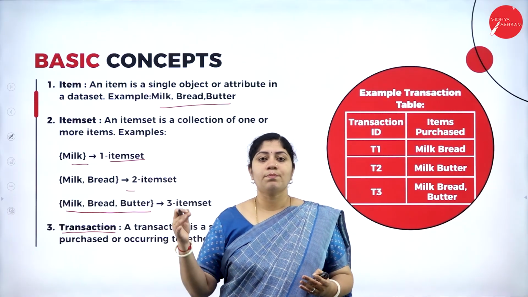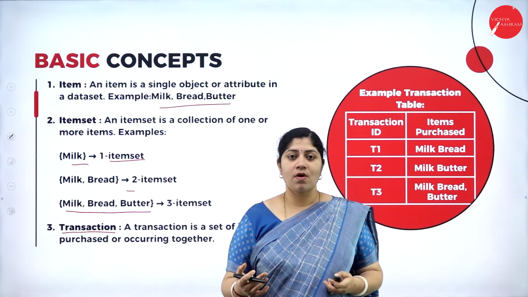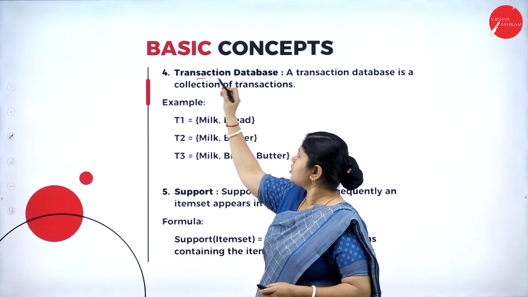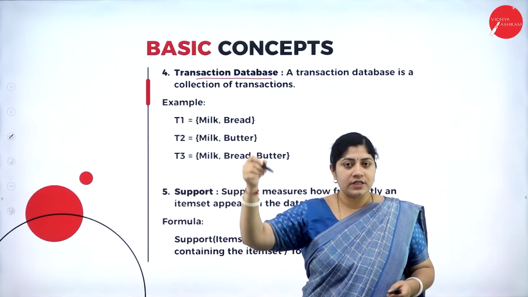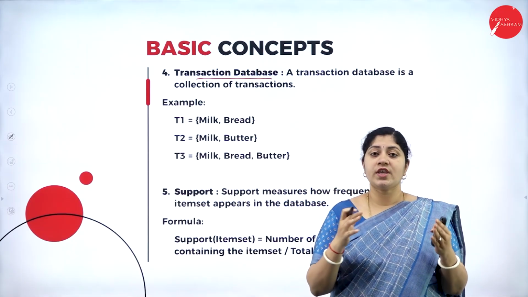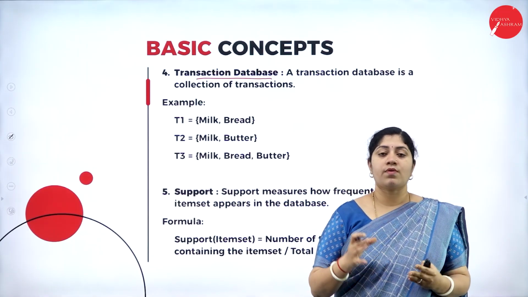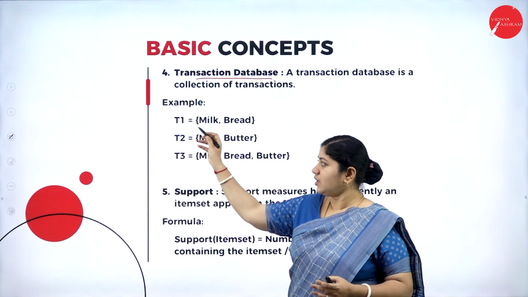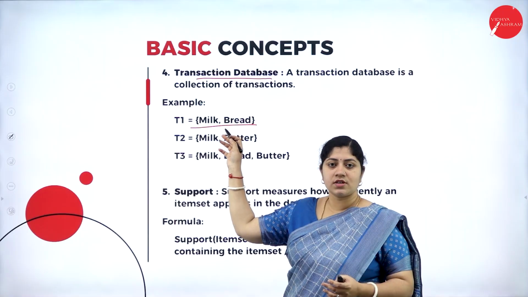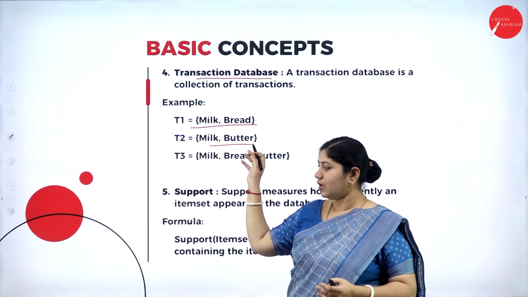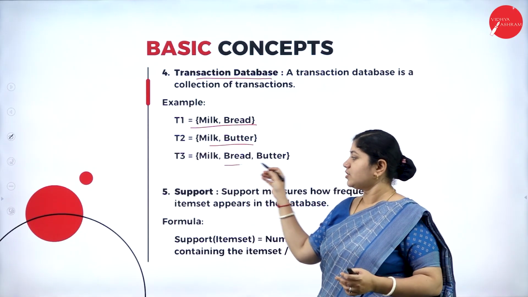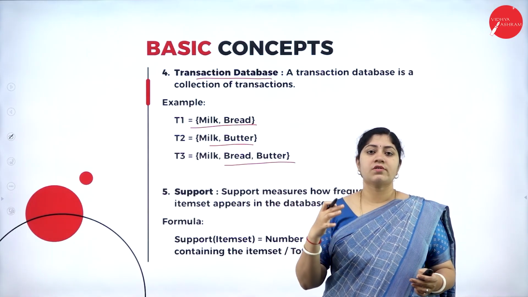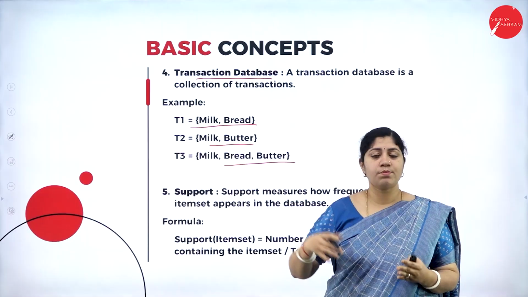So these are the basic three concepts. Let's move forward and understand the next concept. Yes, the next concept is the transaction database. Transaction database, as the name itself says, we keep a database of the transaction items. The example is T1, which we can consider as milk, bread, followed by T2 milk, butter, and T3 can be considered as milk, bread, butter. This is very similar to the transaction example we saw in our previous slide.